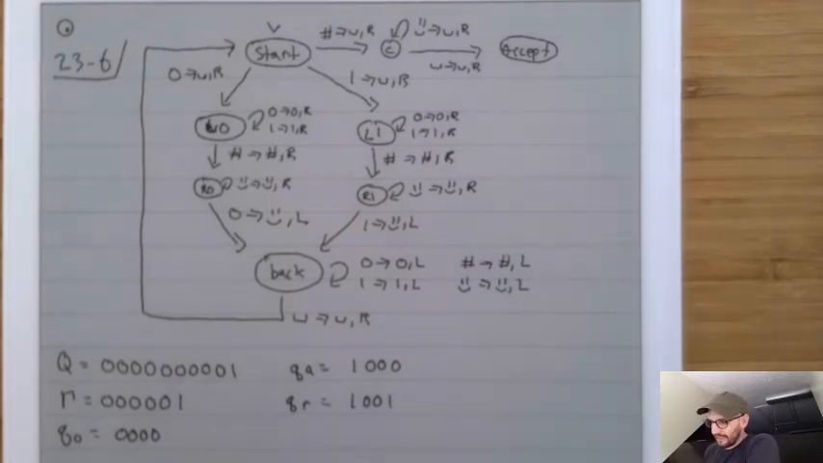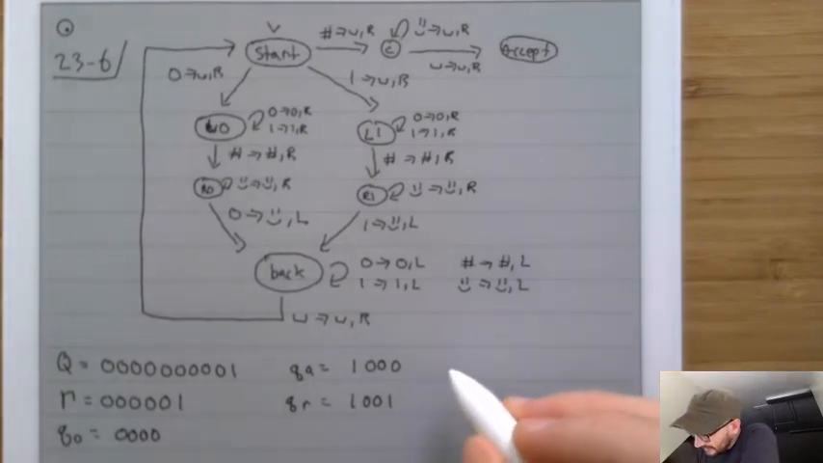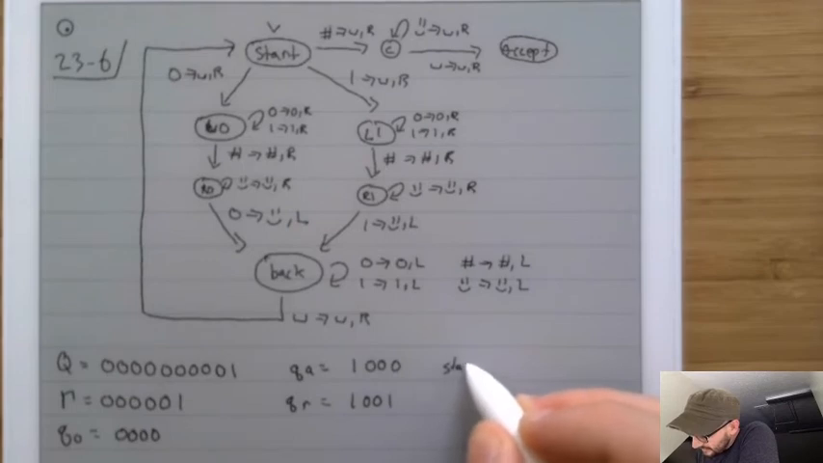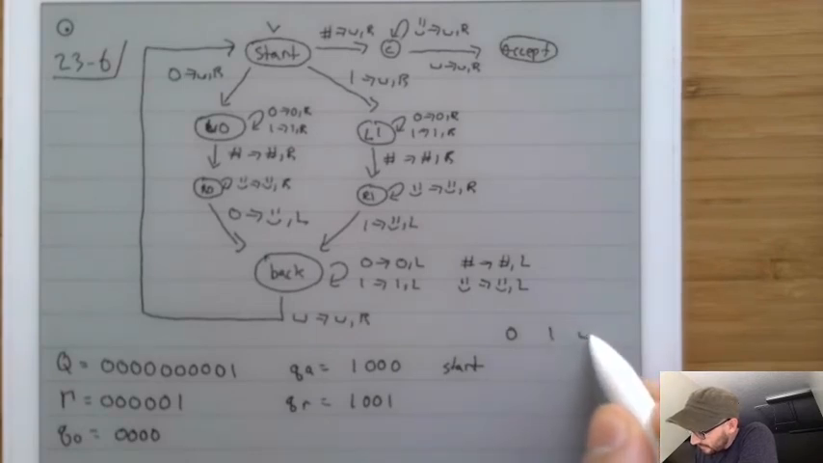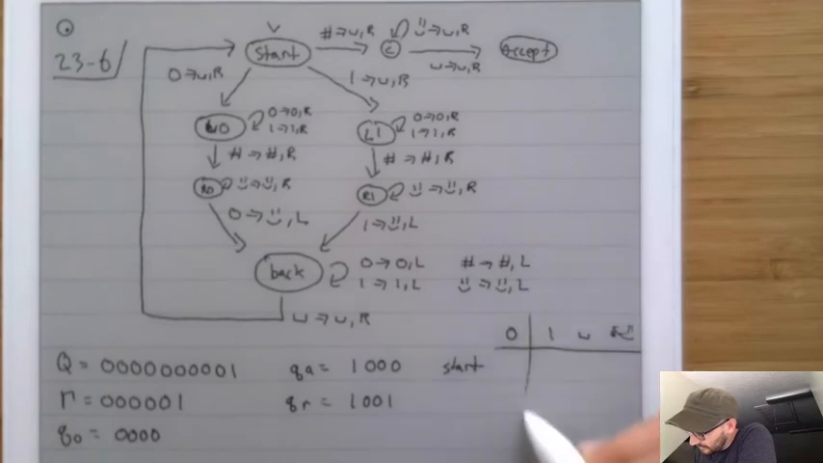So now what we need to do is we need to write delta. And so delta has what we do in the start state. And if we're in the start state and we see a 0 versus a 1 versus a blank versus a hash versus a smiley face. Okay, so those are the different things that we need to write down. Okay?